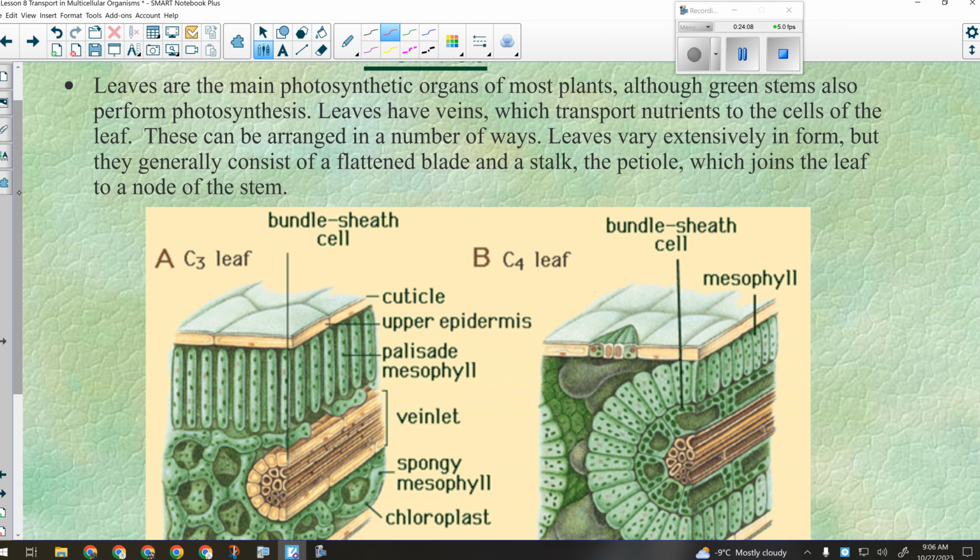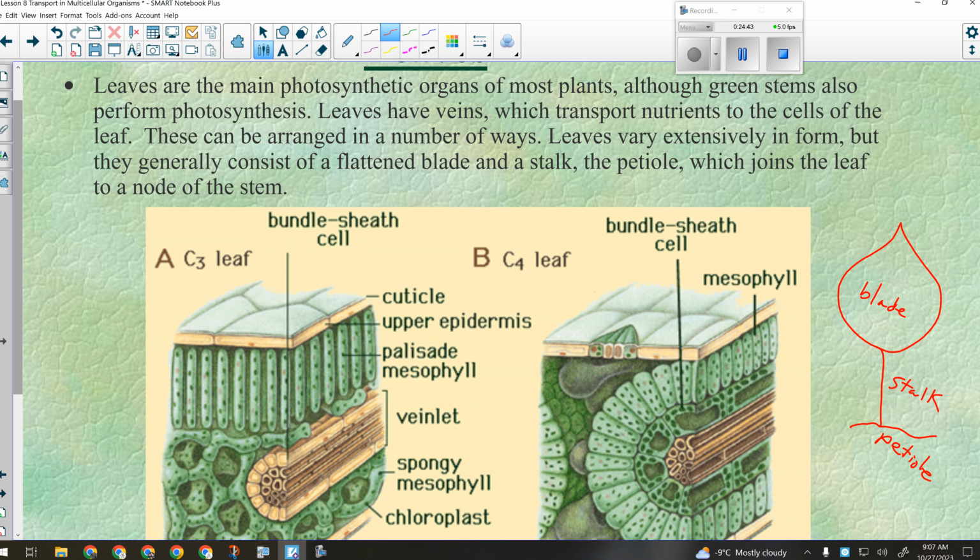In general, a leaf is a blade, a stalk, and where that joins the stem is called the petiole. Okay, that's the general structure of a leaf. I'm never going to ask you about those. I see you all writing that diagram down. I'm just telling you, there's that general structure.